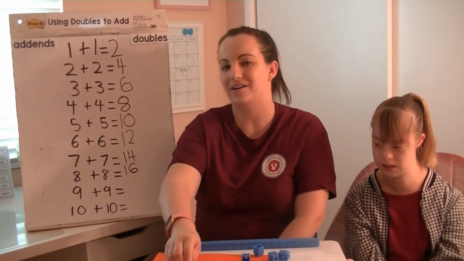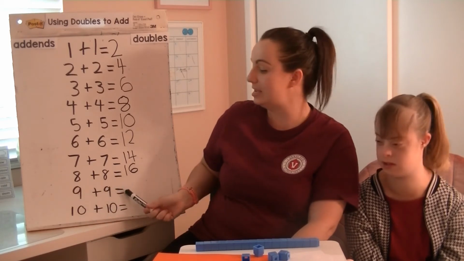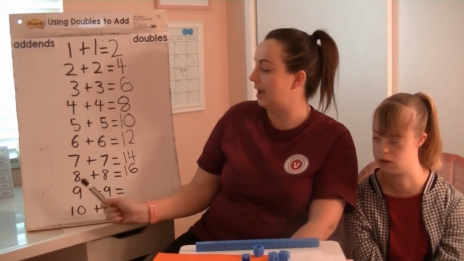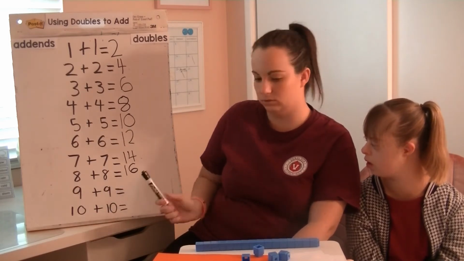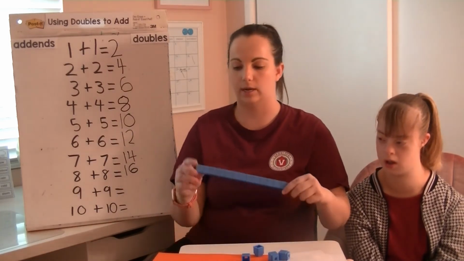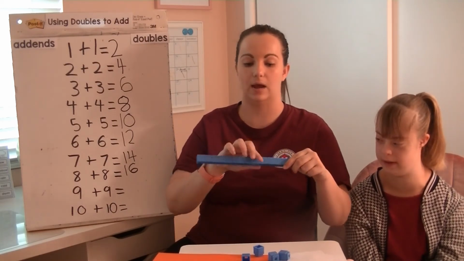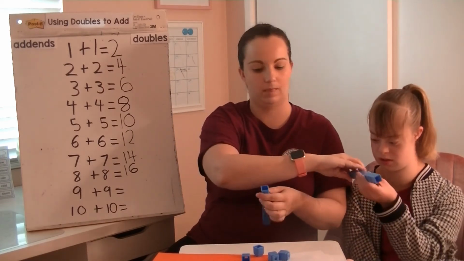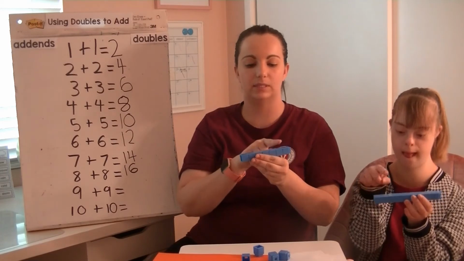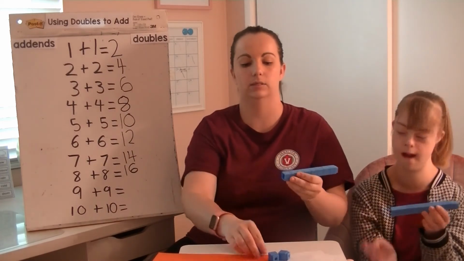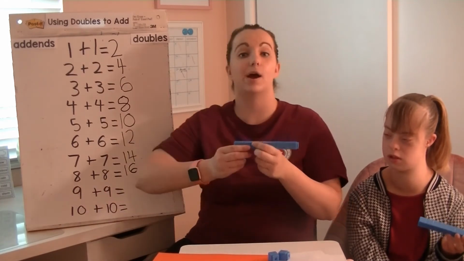Yay! Our next one says 9 plus 9 equals. Let's read that again. 9 plus 9 equals. Okay, let me give you 9, Kaylee. 1, 2, 3, 4, 5, 6, 7, 8, 9. Hang on to those. Let me make sure I have 9. 1, 2, 3, 4, 5, 6, 7, 8, 9. So I have 9. Kaylee has 9. Now we're going to add them together.